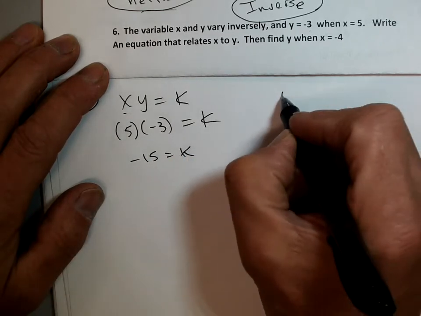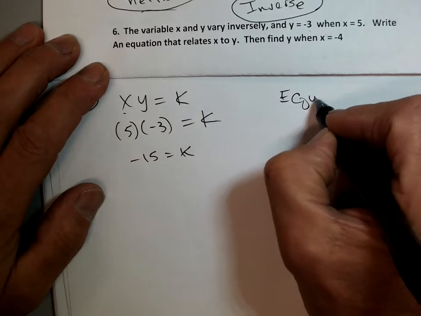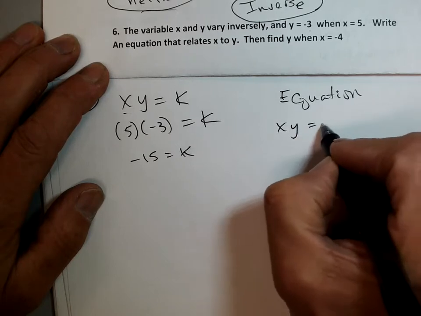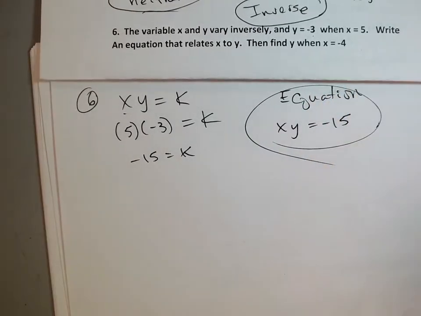So now I can make my equation. It's pretty easy. And my equation's going to be just x times y equals negative 15. Awesome. That's my equation. So once I make my equation, let's use my equation to get an answer.